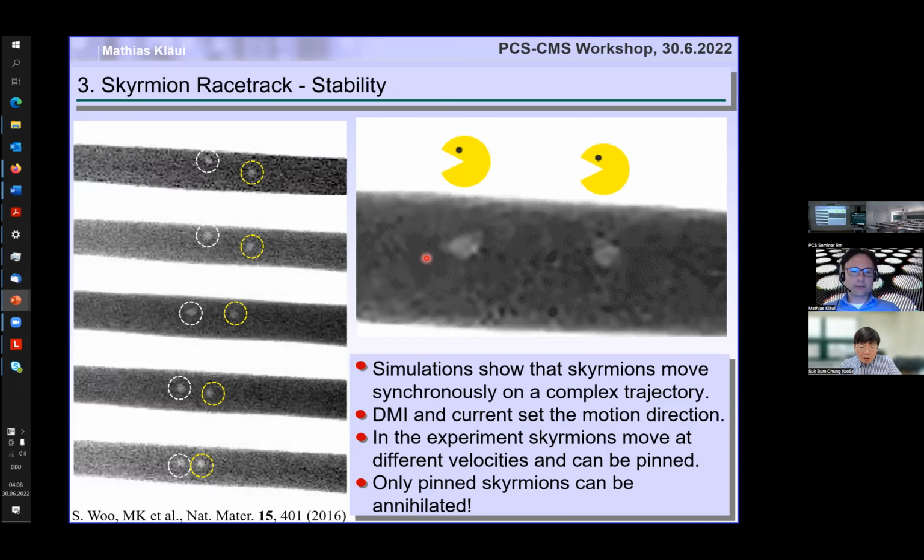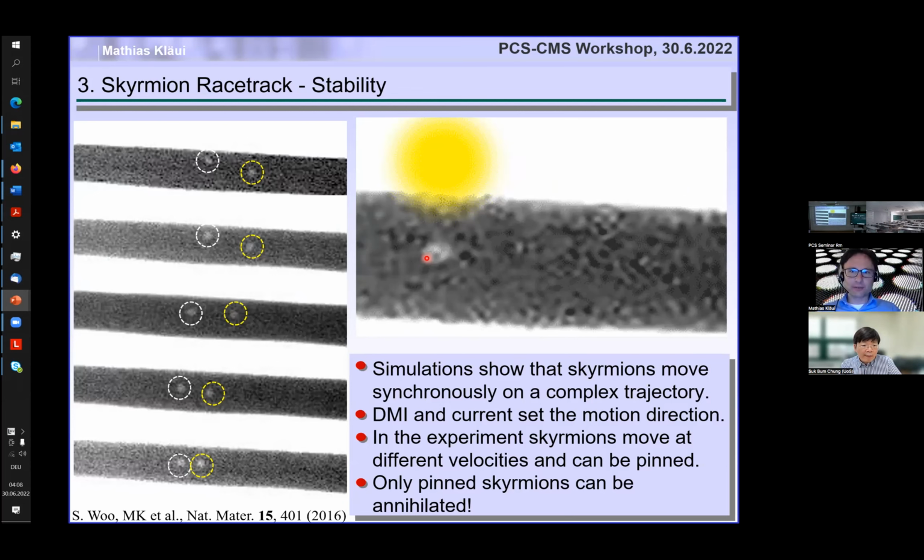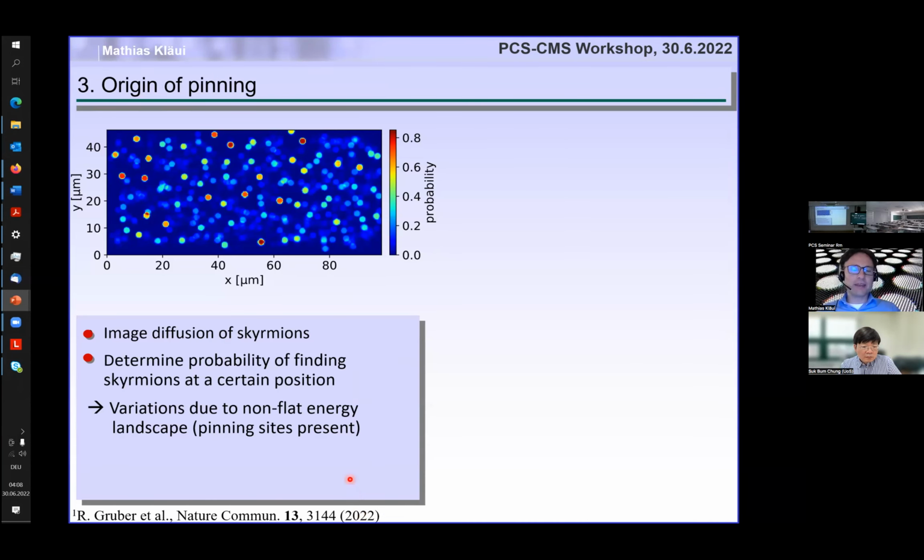And to do that, and this is some work which was actually published last week, so it's the first time I show this, to check the origin of the pinning, we made an experiment where we get a pinning landscape of a device. So here in this device, we have skyrmions which are moving around, and we measure where they get pinned and how long it takes the thermal excitation to move them out of the pinning site. And we find that there are some positions like the dark red ones where the skyrmions stay a long time. So they're very strong pinning sites.